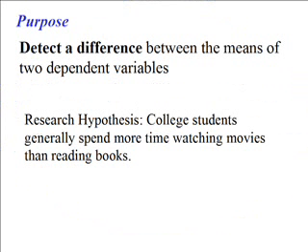The paired samples t-test is used to detect a difference between the means of two dependent variables. To give you an idea what's meant by that, consider the following research hypothesis. Let's say that the researcher believes that college students generally spend more time watching movies than reading books. We can compare the number of hours spent watching movies with the number of hours spent reading books.